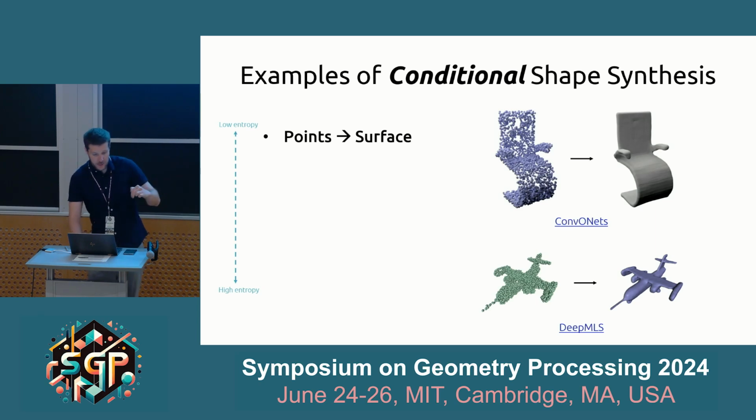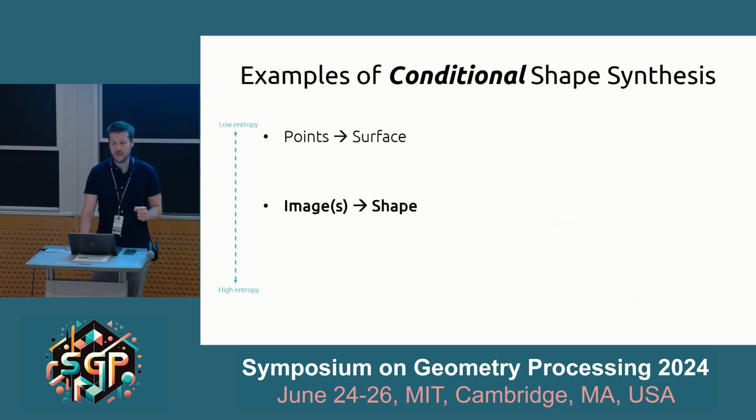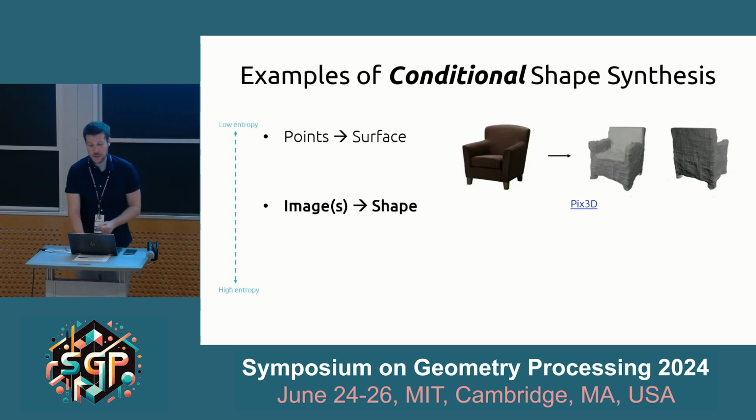All right, moving down the spectrum of gradually increasing entropy, we have the problem of going from images, or even a single image, to a shape. This is higher entropy because when we have, say, a single image, we only see the front side of this chair. We actually have no information, at least no direct information, about what the back side of that chair looks like.